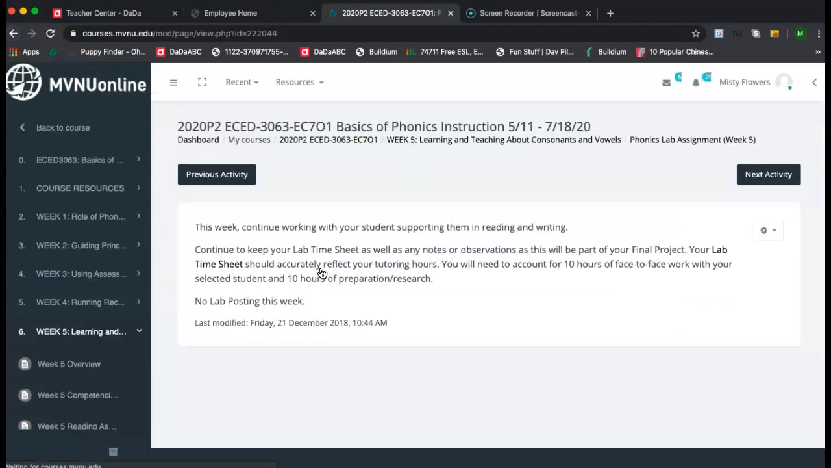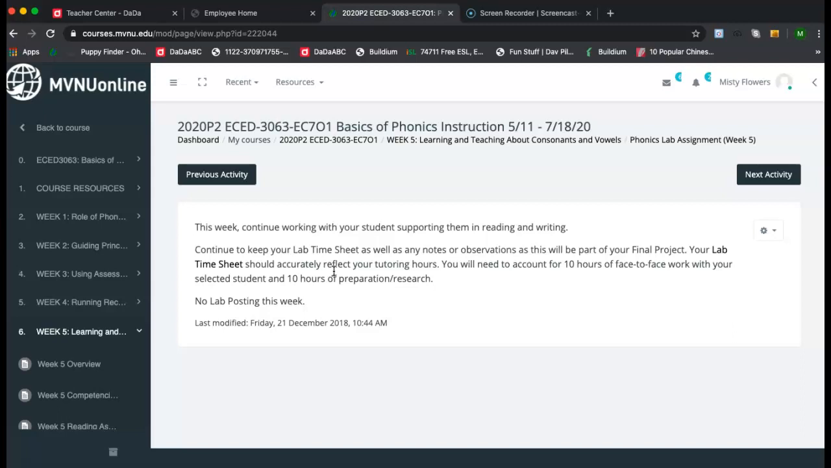Lab assignment for week 5. This week you're supporting your student in reading and writing. Continue with your timesheet. Make sure that you are taking notes on your students' behaviors of reading and writing because you're going to need that for your final project.